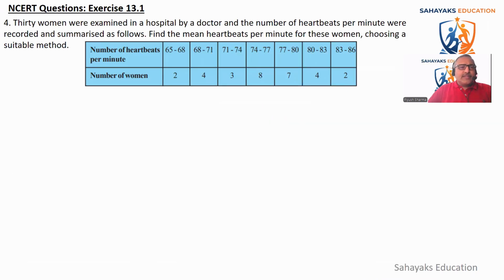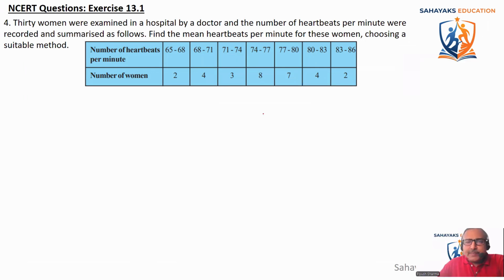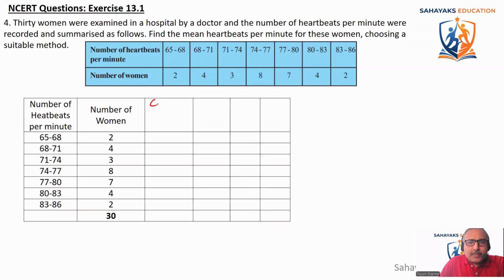Okay. So starting with the next question, it says 30 women were examined in a hospital by a doctor and the number of heartbeats per minute were recorded and summarized as follows. Find the mean heartbeats per minute for those women, choosing the suitable method. See, my favorite method, I always choose the step deviation method. For the step deviation method, the first thing is we find the class mark. So let's make the table first and find the class mark.